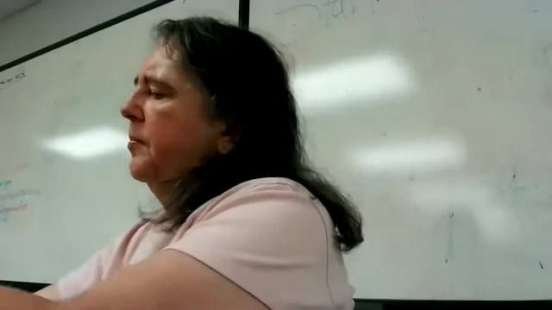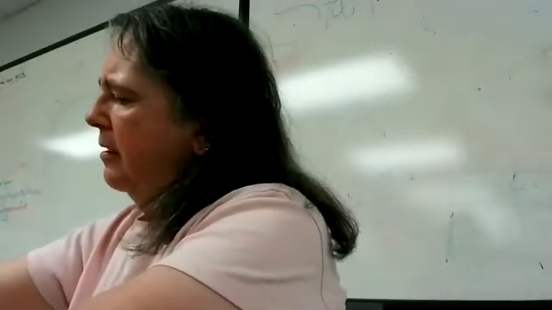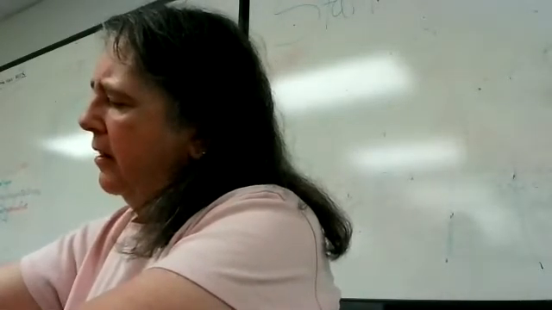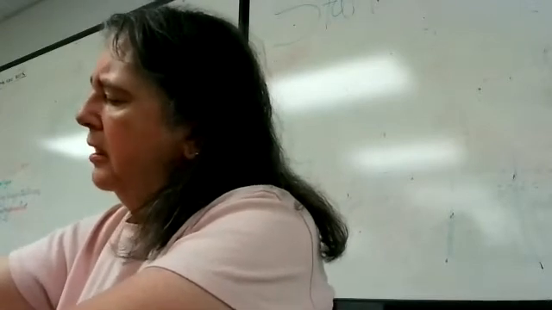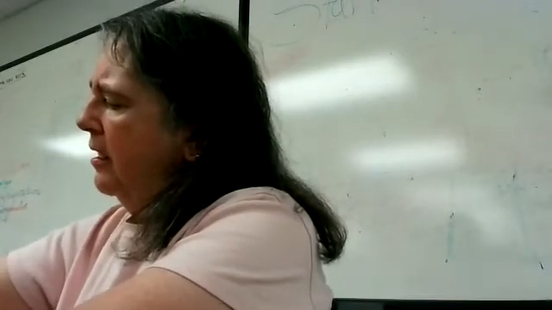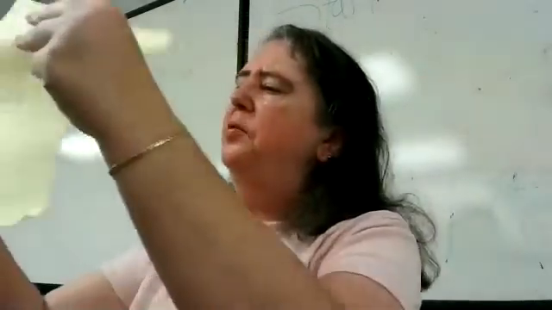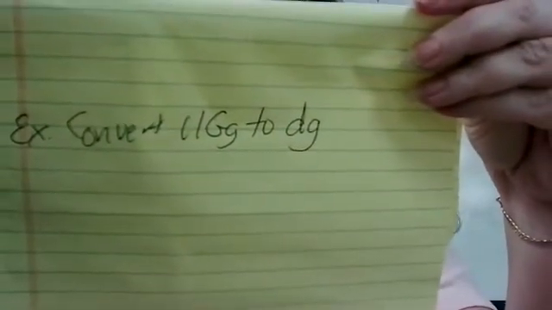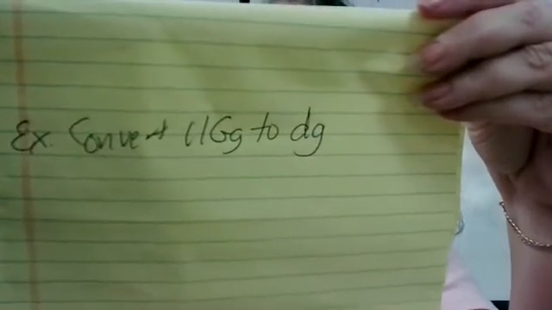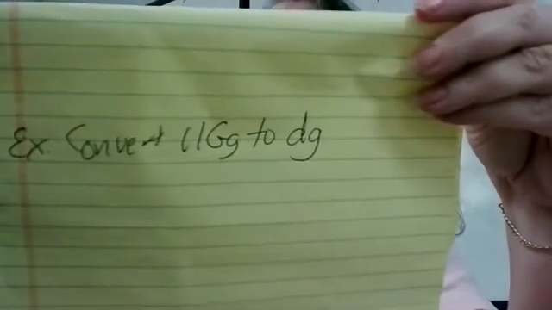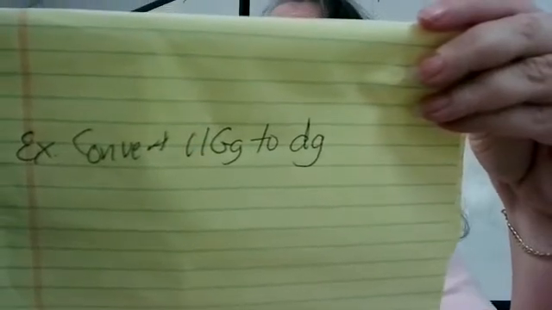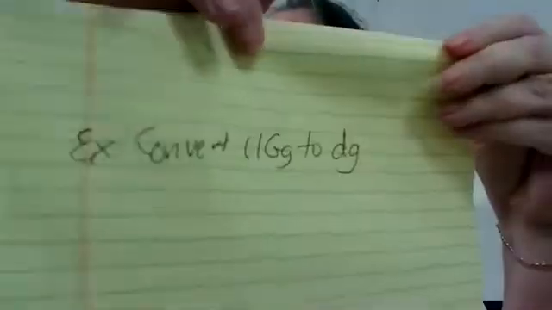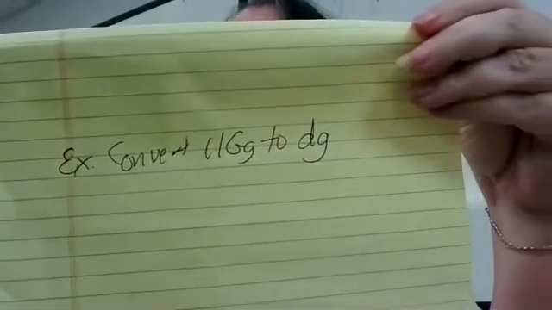So let's figure out how to use this. I'm going to give you an example. My first example is this. It says convert 11 gigagrams to decigrams. So copy that down. Example, convert 11 gigagrams to decigrams. And I'm going to show you how to set this up and how to solve it.